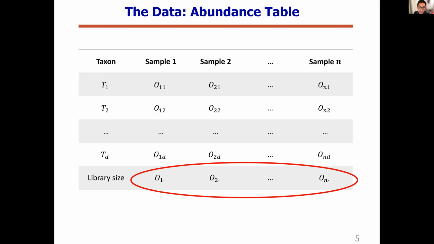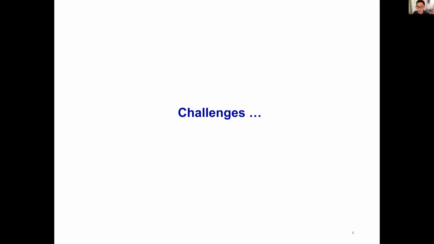If we get the sample total for each column, that is the sequencing depth or library size, which will play a very important role in the following differential abundance analysis. We will talk about this library size issue in more detail in later slides. Okay, so now we have the data.